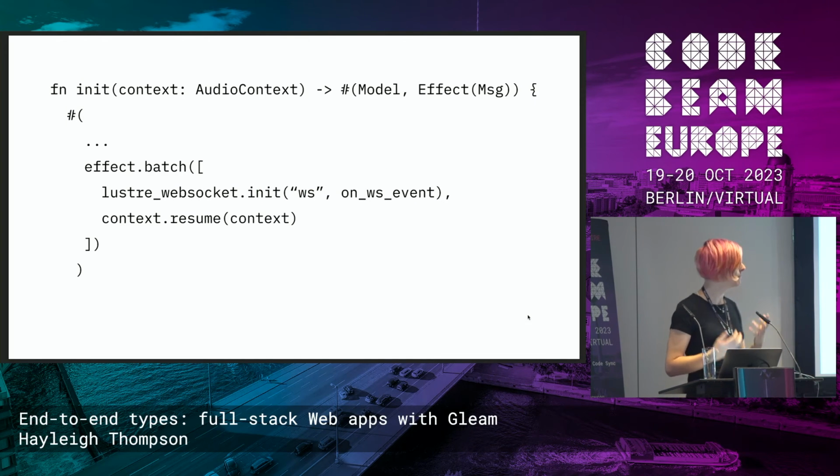And so here I'm batching, which is basically just performing two effects. The first is initializing the WebSocket connection. This package, Lustre WebSocket, is not maintained by me, but it's really, really cool to have. And the onWebSocket event function just takes WebSocket events and turns them into messages that our app can understand.